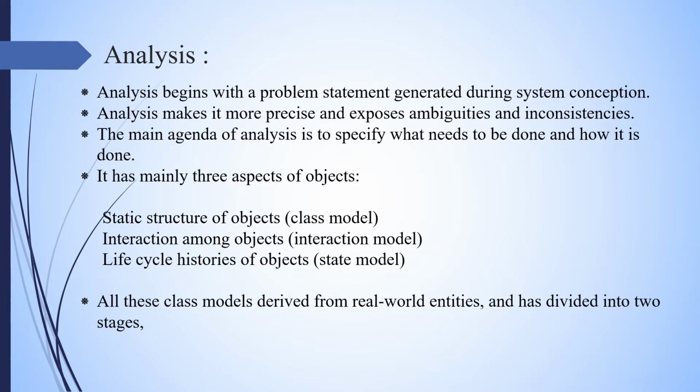First one is static structure of objects, also known as class model. Next one is interaction among objects, also called the interaction model. And last one is life cycle history of objects, also known as state models. All these class models are derived from real world entities and are divided into two stages.